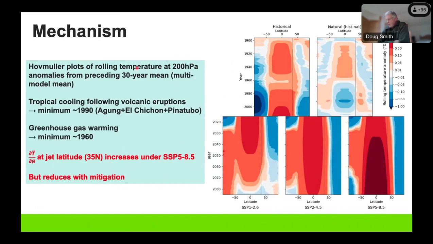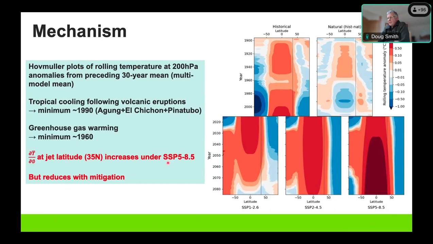So now I'm going to look at what the physical mechanism is to gain further confidence in this. And this shows Hovmöller diagrams. So on the x-axis, we've got latitude from the South Pole to the North Pole. And on the y-axis, we've got time increasing downwards. And I'm showing the historical simulations in the top left, the natural simulations in the top right, and then the 3 different scenarios in the bottom panels.